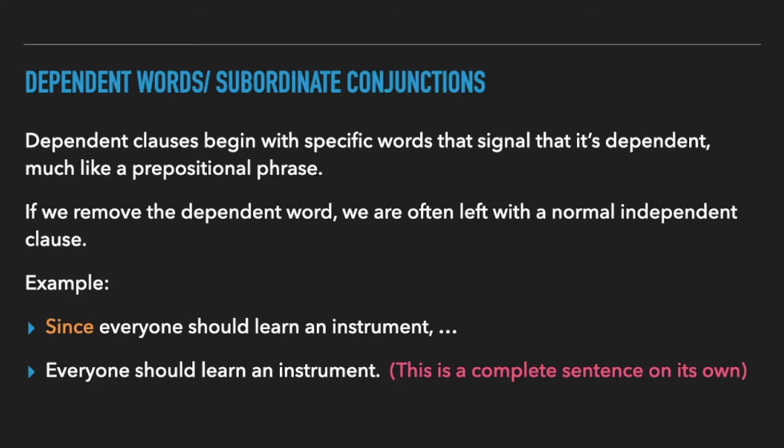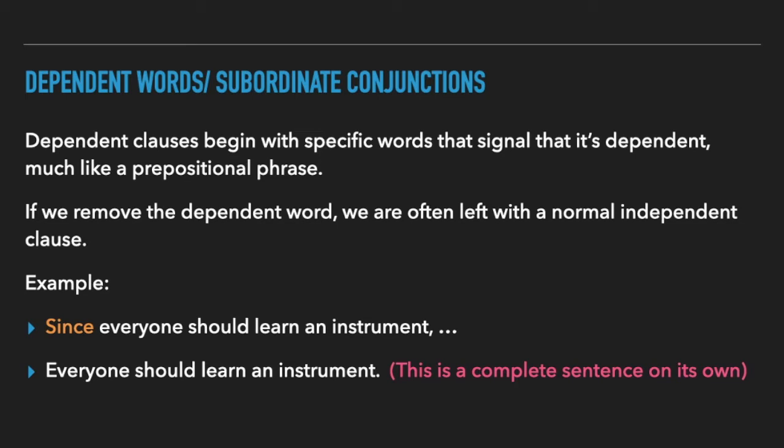So dependent words and subordinate conjunctions, the way you can identify a dependent clause is not just by reading it and seeing if it sounds complete or doesn't, but an easier way is to look at the first word of the clause. So dependent clauses begin with specific words that signal that it's a dependent clause, much in the same way a prepositional phrase has a prepositional word at the beginning. If we remove the dependent clause, we are often left with a normal independent clause.